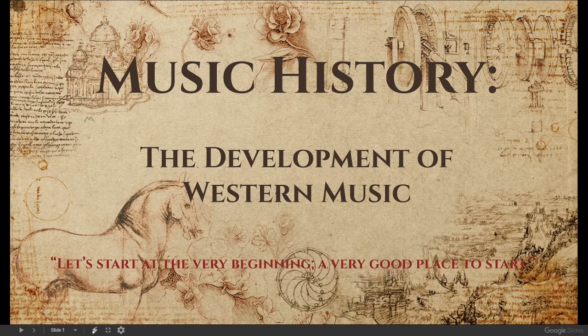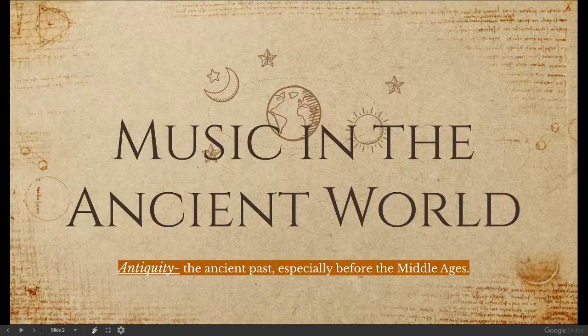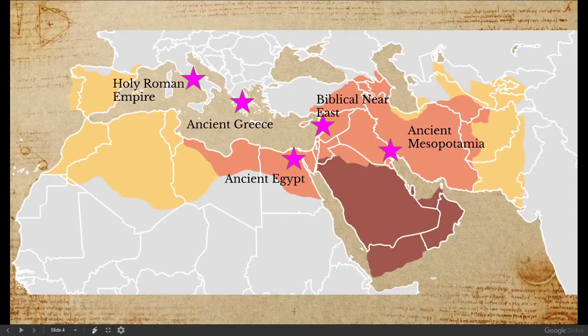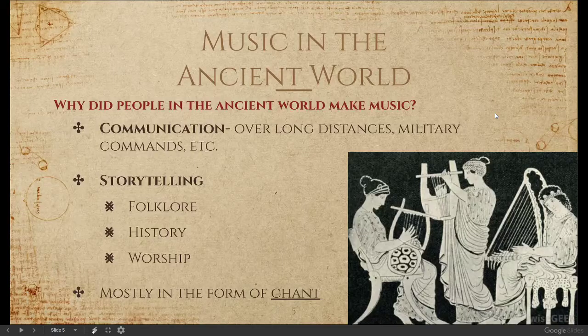So, let's start at the very beginning because that's a great place to start. And let me hit you with a vocab word. This is antiquity, and antiquity means the ancient past. So, here is our cradle of civilization during this time. We have the Holy Roman Empire, ancient Greece, ancient Egypt, the biblical Near East, and ancient Mesopotamia over here.